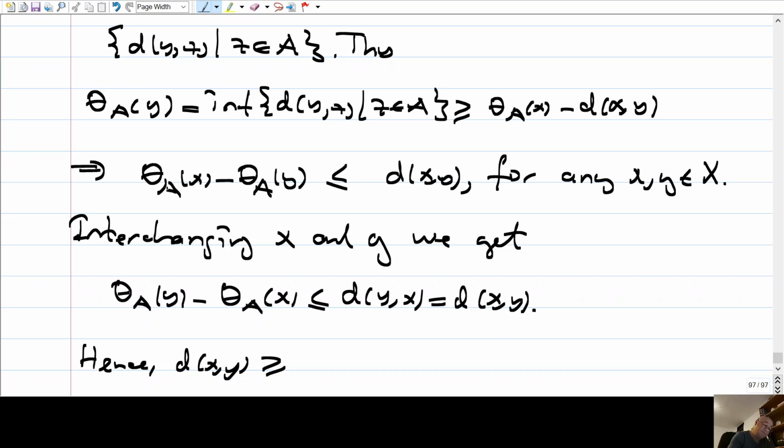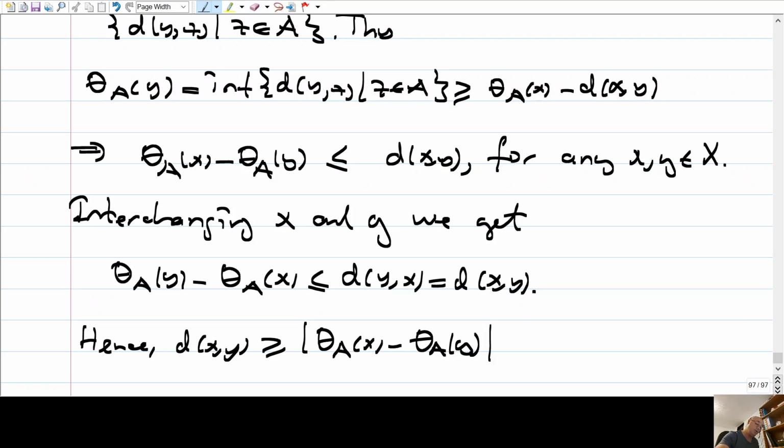Since it is greater than both this expression and its negative, this means d(x,y) is larger than or equal to the absolute value of θ_A(x) minus θ_A(y). Why is that? Because the absolute value is either this number or this number, which are both less than this. Therefore, d(x,y) is larger than the absolute value. Do you have any questions so far?